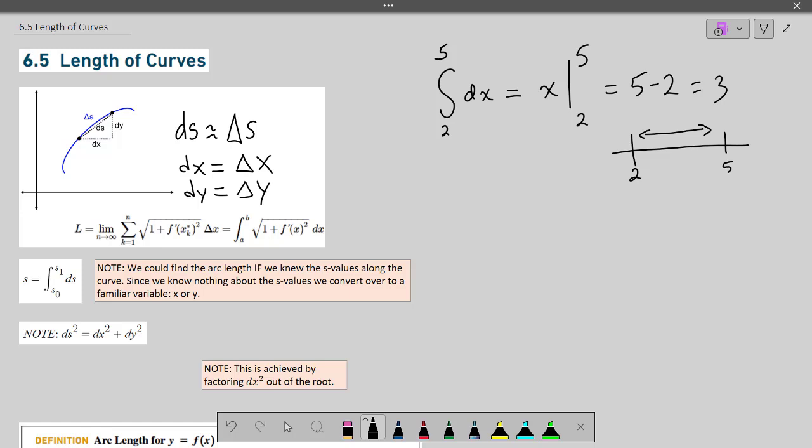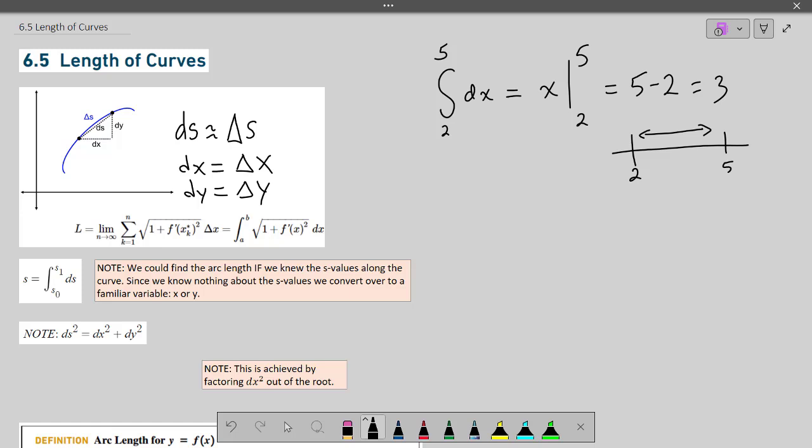If we're on the curve, we are integrating ds. ds is measuring along the curve. So if we happen to have s limits, we could just do that. But once again, we don't. We don't have a curved number line. So if we're trying to integrate ds, we need to do some sort of mathematical substitution to get to x's and y's, because we know how to integrate horizontally and vertically.